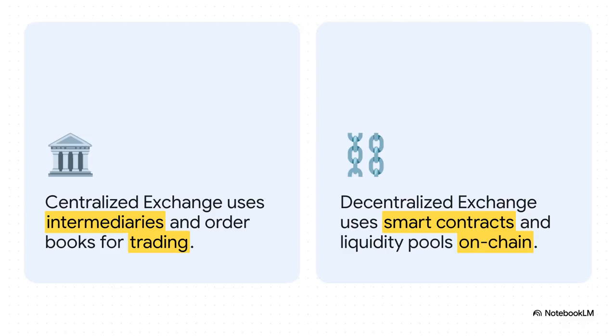And one of the biggest leaps in DeFi is the decentralized exchange, or DEX. Centralized exchanges operate a lot like the traditional stock market, relying on an intermediary to match buyers and sellers through an order book. But a DEX, like Uniswap or Orca, completely replaces those traditional centralized order books by utilizing automated liquidity pools. There's no broker. It's just peer-to-peer trading governed strictly by smart contracts directly on the blockchain.